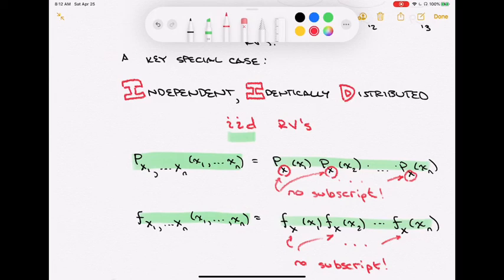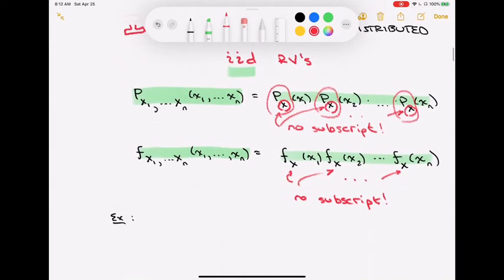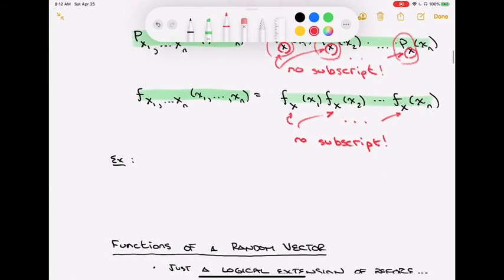What does that tell me? It tells me that each one of these p's is exactly the same. That's the identical part, identically distributed. And what it does is it gives us a very regular structure of that product of marginals. And we'll find out that this really helps us out. This is something that greatly simplifies much of our work.